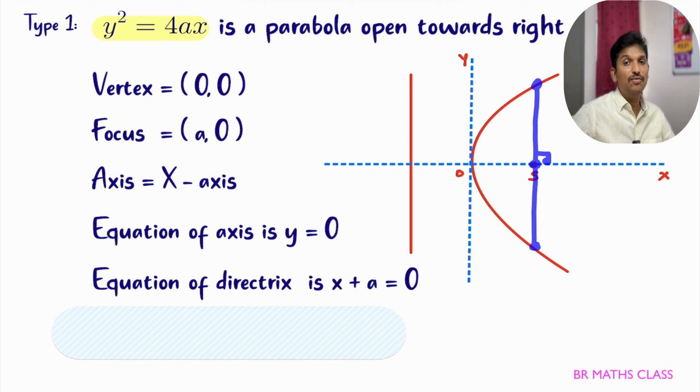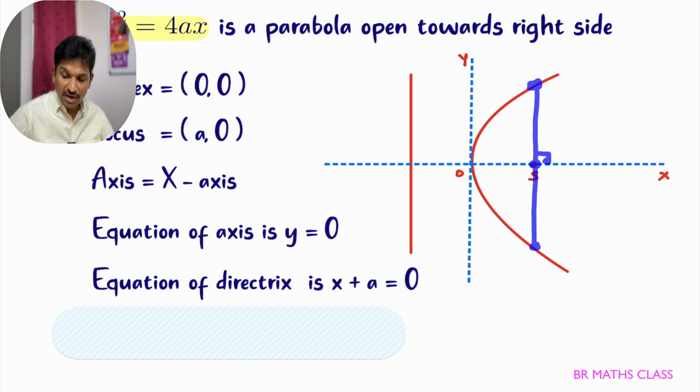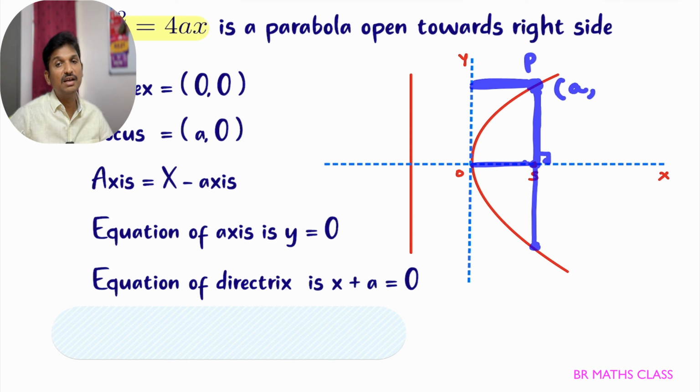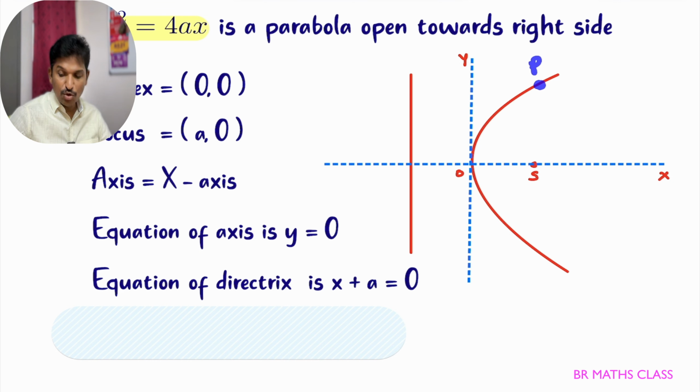What is the length of the latus rectum? Observe this point P. What is this length? As OS is a, this length is also a. When I write the point P, it is (a, ?), because this length is a. Now you need to find the other length. If you know this length, you will get the latus rectum. I came to know that the x coordinate of point P is a. The y coordinate you need to find.